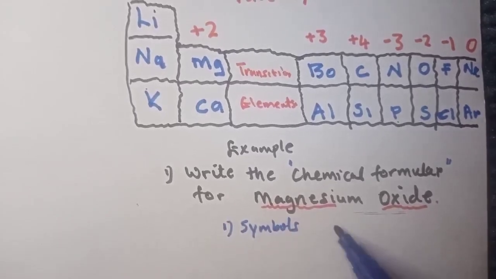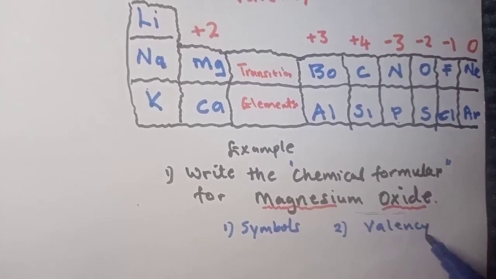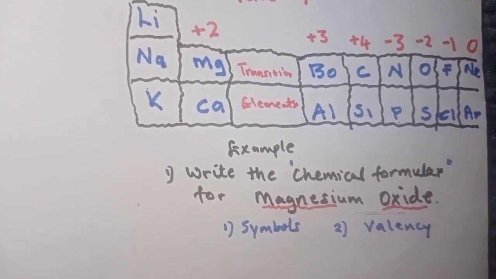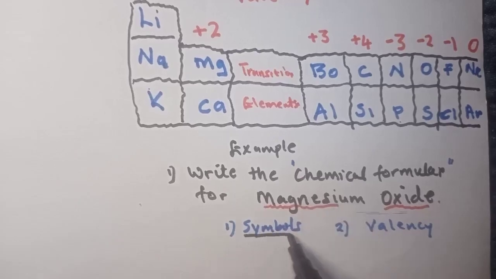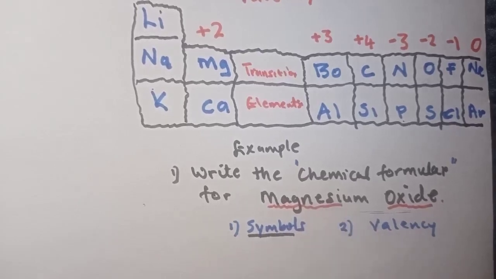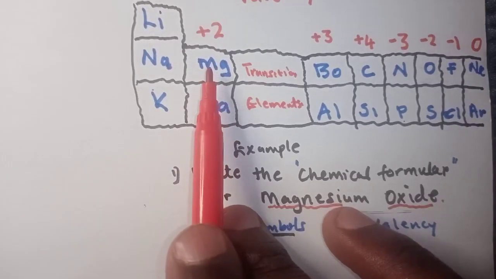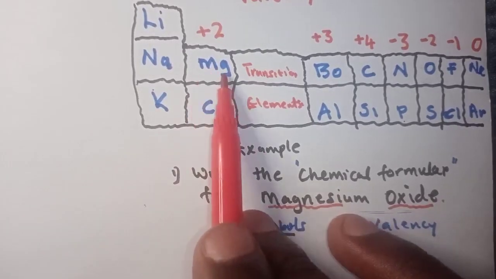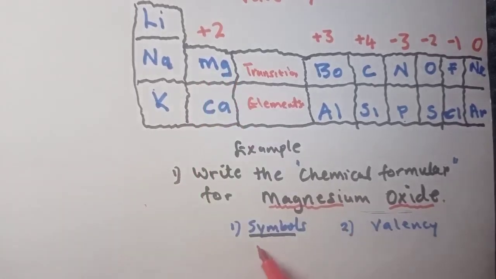Okay, number two, you need the valency. Always get this straight first, the symbols and the valency. So you have magnesium. What is the chemical symbol for magnesium? Let's start with the symbols first. So you look on the periodic table here. Magnesium is simply Mg. So you're going to write a capital M with a small letter g.